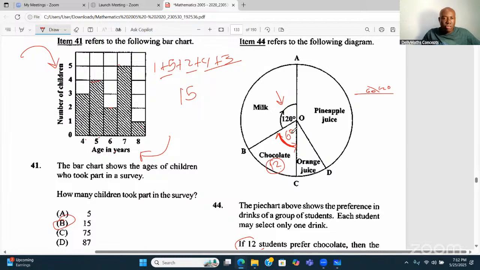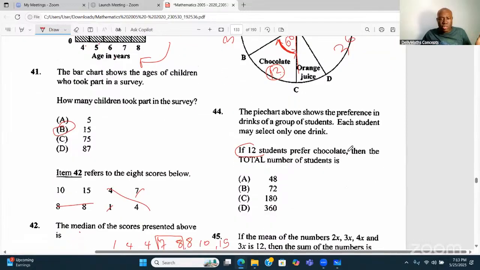Or you could look at it like this. If 12 is for 60, that means 24 would be for 120. You could see that. You double the angle, you double the people. But then again, this is half of the thing. So 36 is half. That means over here is another 36 altogether. Together, that's 72. So without doing any working too tough, you have the answer already.